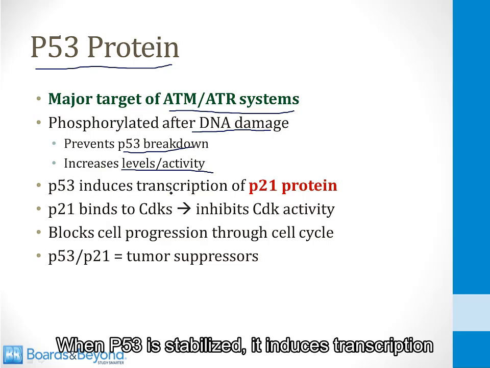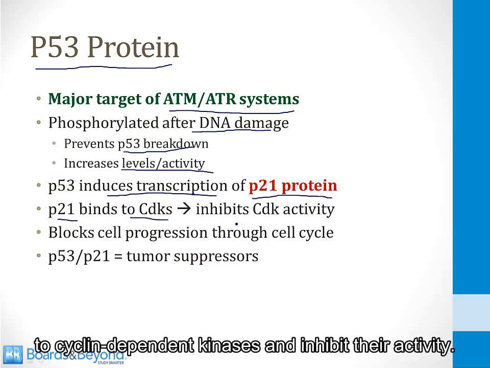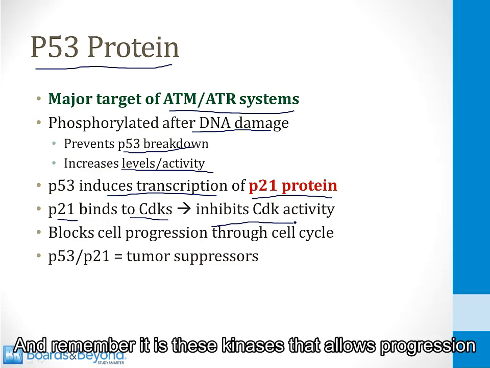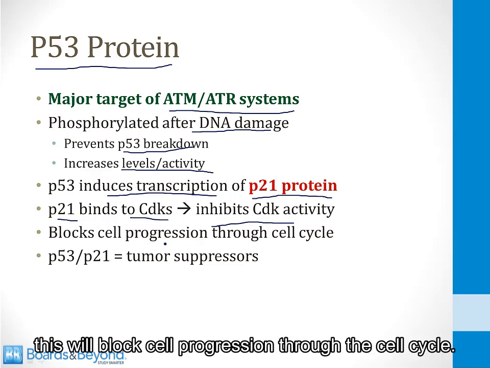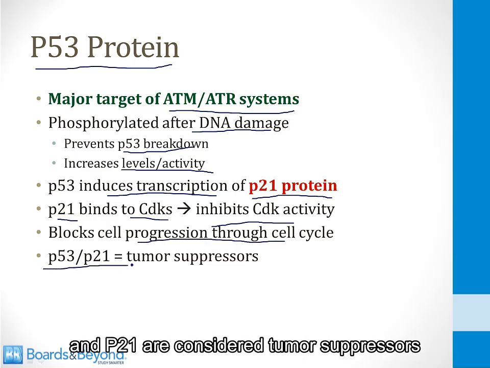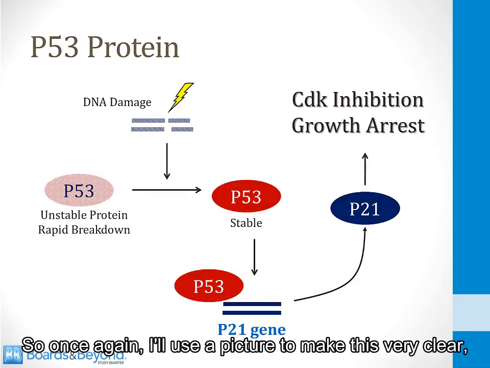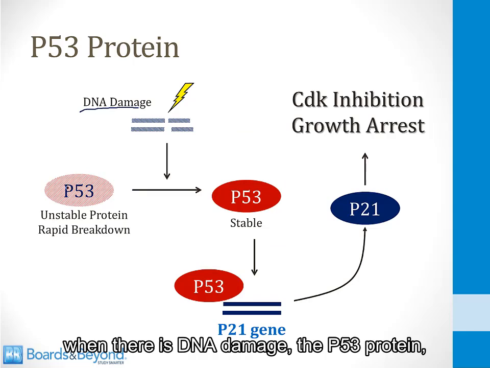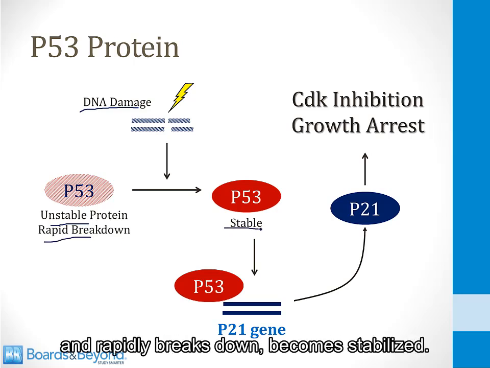When p53 is stabilized, it induces transcription of a protein called p21. p21 can bind to cyclin-dependent kinases and inhibit their activity. And remember, it is these kinases that allow progression through the cell cycle. So when they are inhibited, this will block cell progression through the cell cycle. What this means is that both p53 and p21 are considered tumor suppressors because they prevent abnormal cell growth. So once again, I'll use a picture to make this very clear. When there is DNA damage, the p53 protein, which is normally unstable and rapidly breaks down, becomes stabilized.